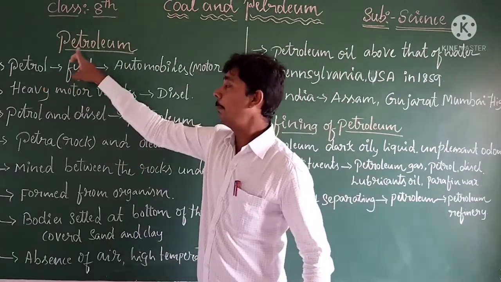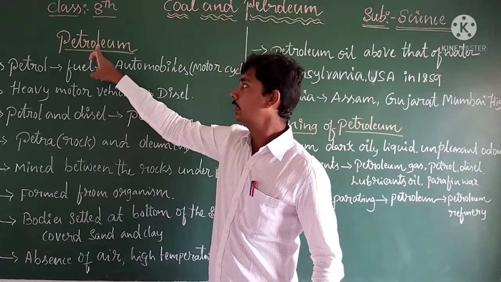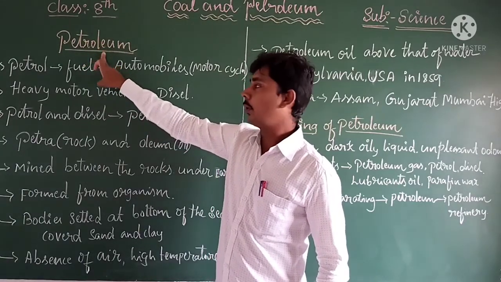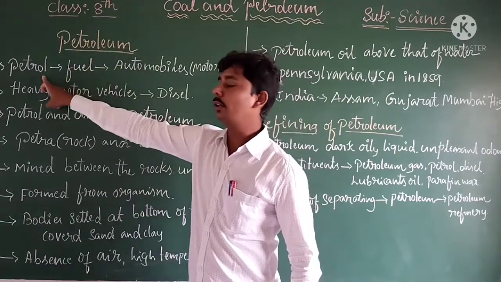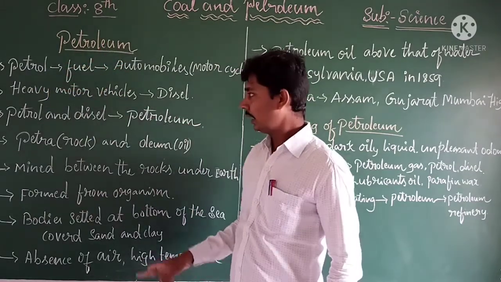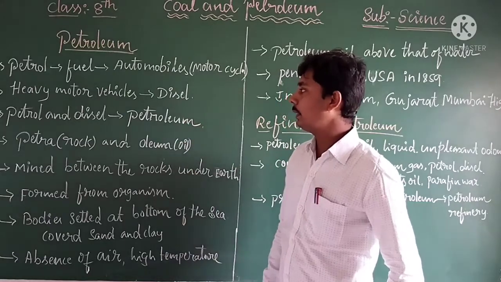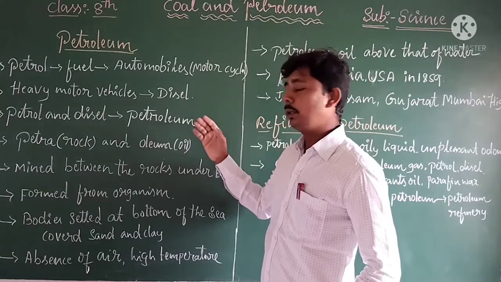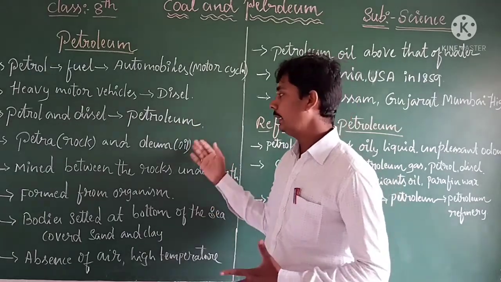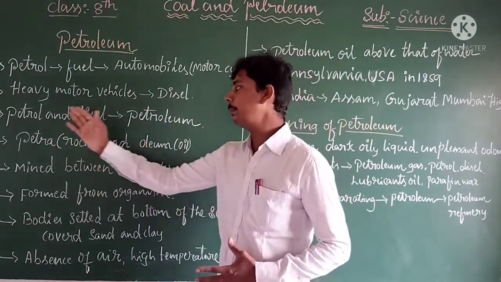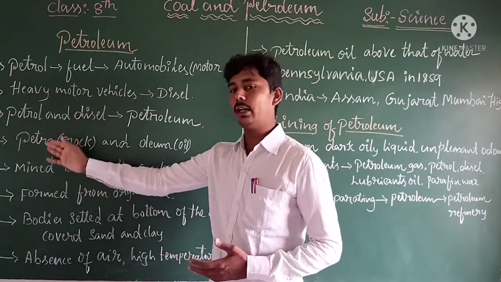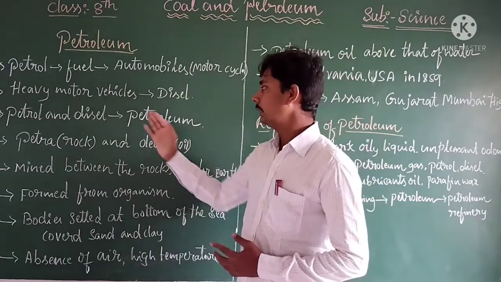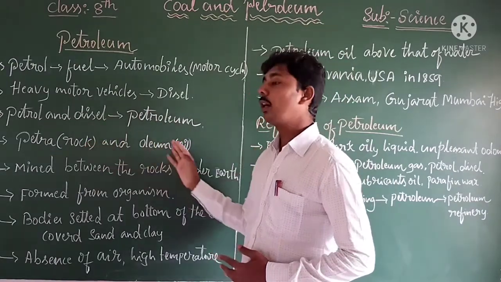Petrol is different, and petroleum is different. Petrol is one of the main products, one of the constituents of petroleum. Petrol and diesel are petroleum products, and the word petroleum is derived from two words, petra and oleum. Petra means rock and oleum means oil. Petroleum is rock oil.